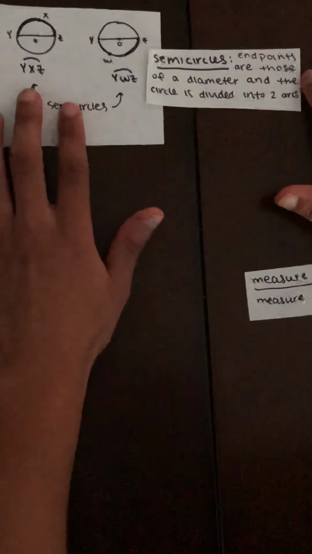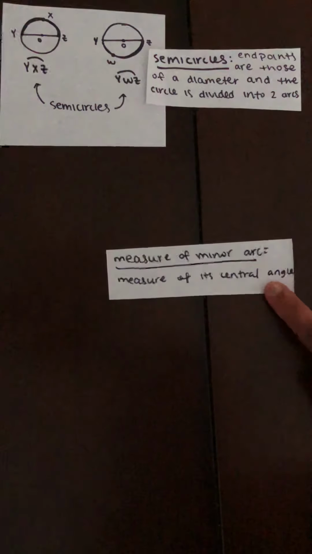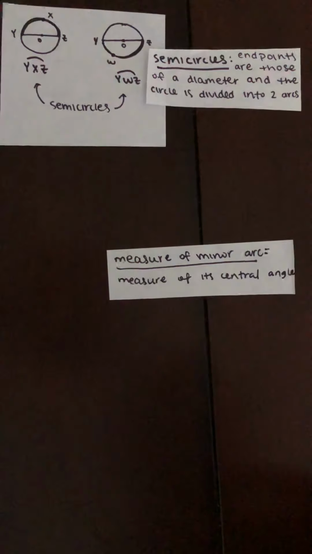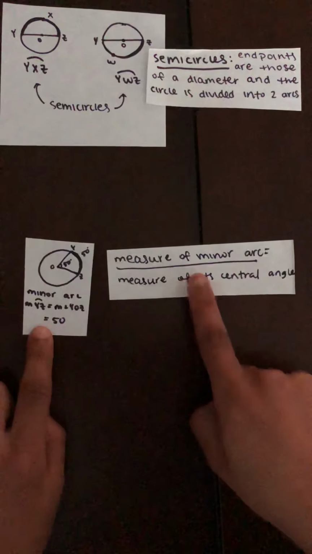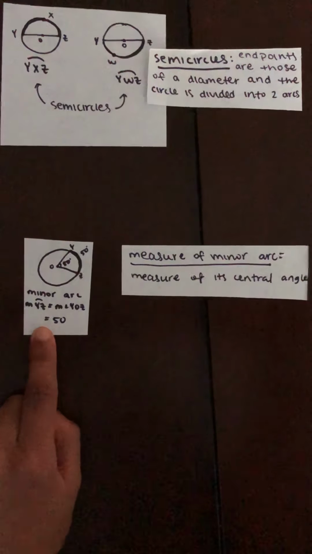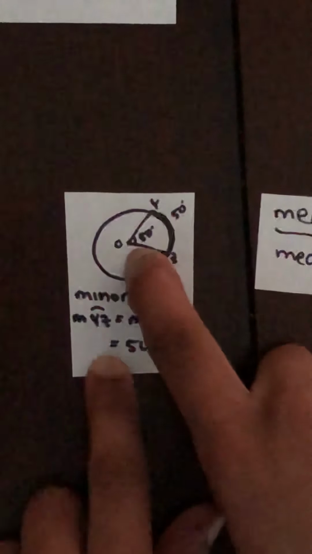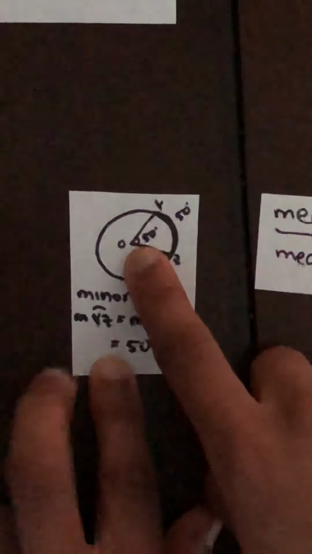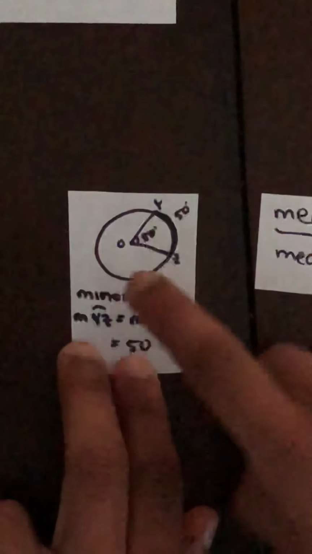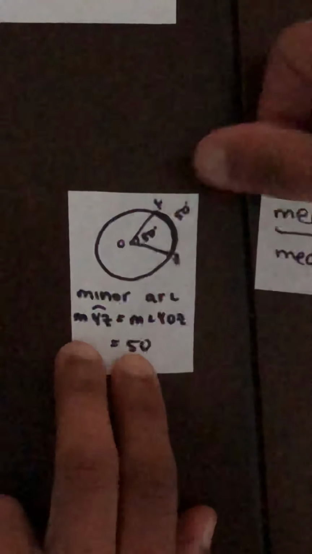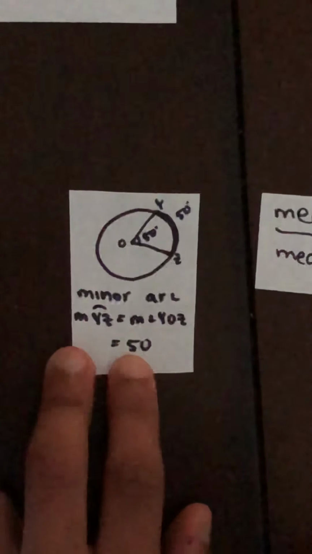And now let's talk about how to find the measure of the major and minor arcs. First, how to find the measure of a minor arc. The measure of the minor arc is equal to the measure of its central angle. So here we have circle O, and I'll just zoom in right there. Its central angle is 50 degrees. It says it right there, which means if the central angle is 50 degrees, then the minor arc, which is up here, arc YZ, would also be equal to 50 degrees.